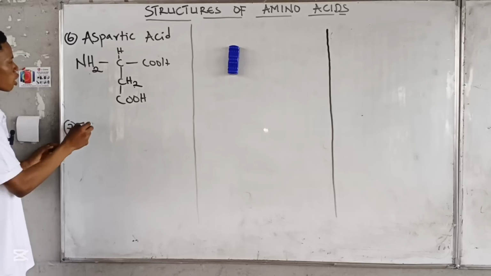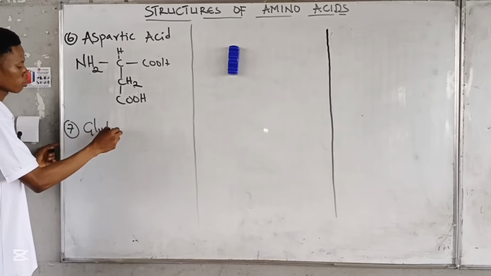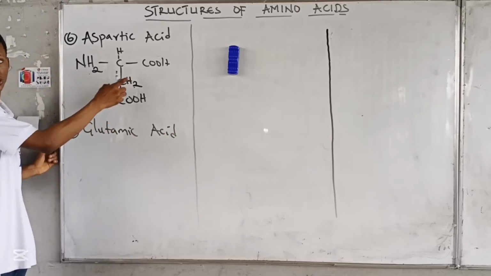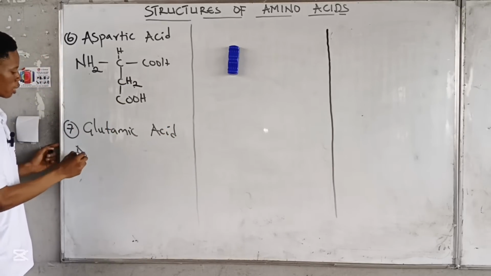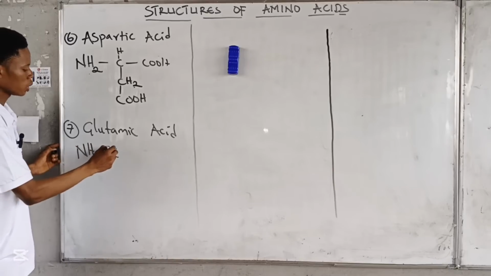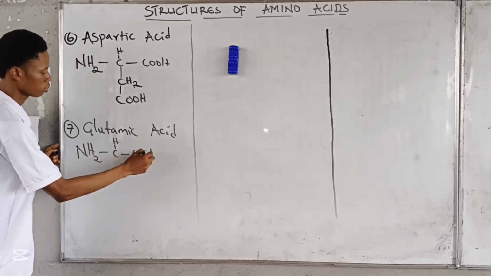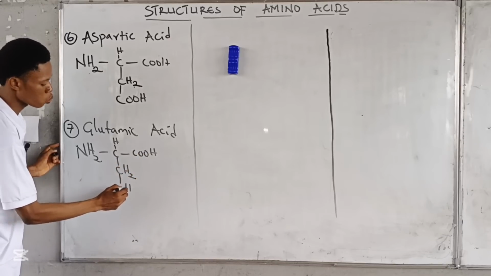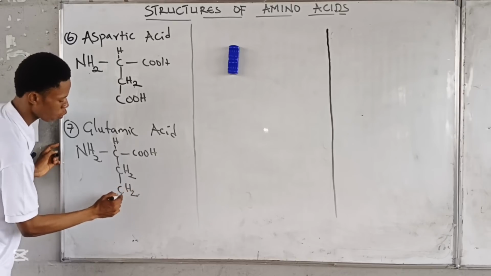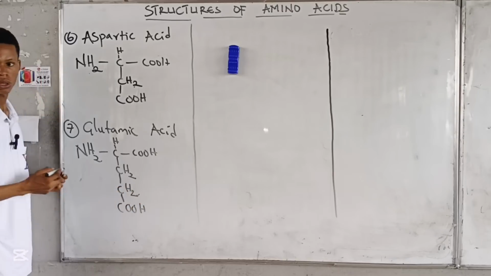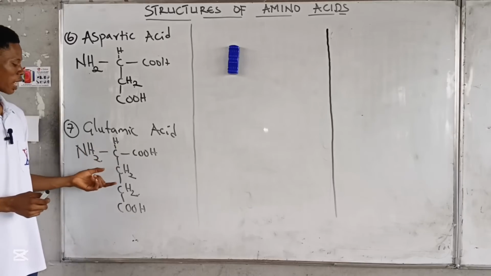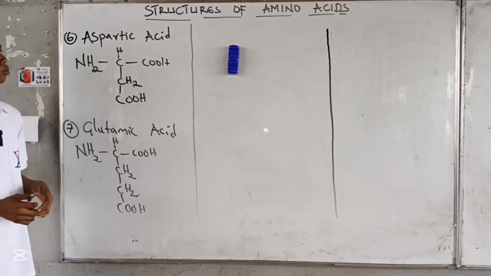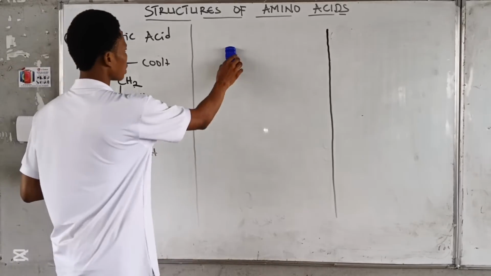Number 7, let's look at glutamic acid. Glutamic acid is still acidic, right? Glutamic acid, just increase the chain a little. Just add a methylene group. So we'll be having this: CH2, another CH2, before we have COOH. So you see that glutamic acid is one methylene group longer than aspartic acid, right? Good. Now these are the acidic amino acids.